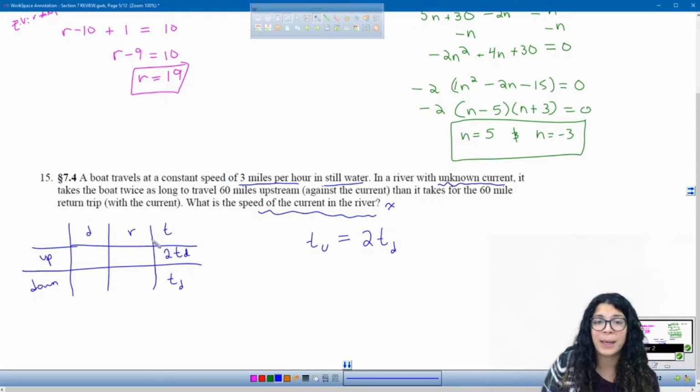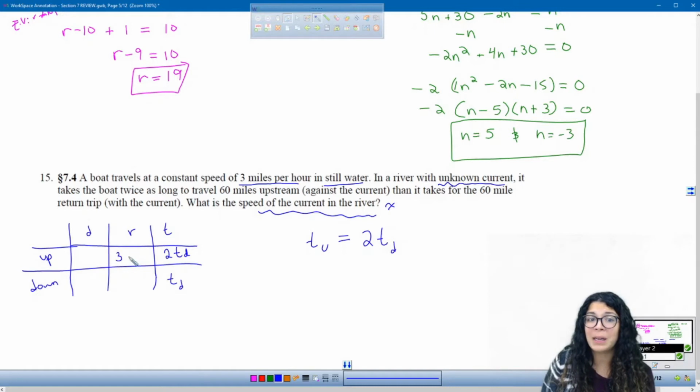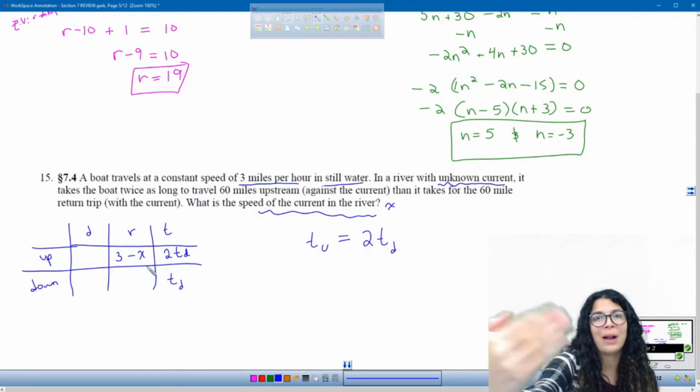Now the rate, right, is 3 miles per hour is the still water rate. If you're going upstream, you're going against the current. So the current is hurting your speed. So whatever the current speed is subtracted from the still speed. So your still speed minus your current speed would be the speed that you're traveling up.